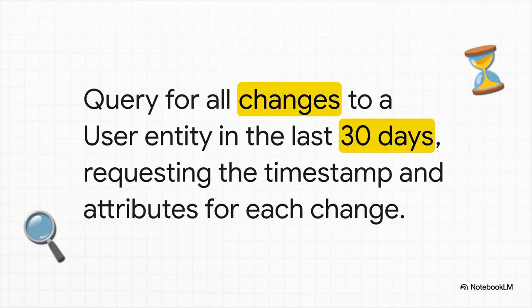And check this out. Here's what a query might actually look like. It's so clean and readable, right? We're just asking for all the changes to the entity user 123 that have happened in the last 30 days. And for each change, we want to know when it was valid from and which attributes were modified. It's such an intuitive way to ask a very complex temporal question.